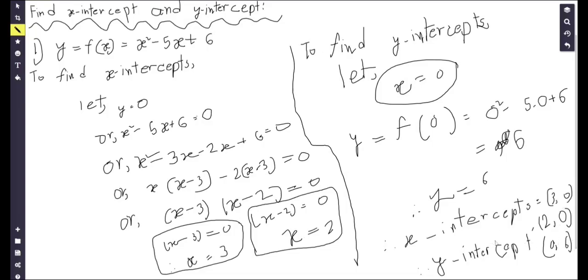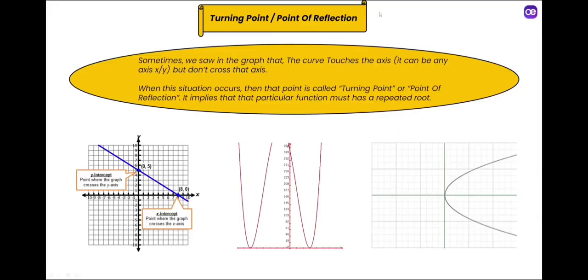Remember this very carefully. The x-intercepts are x comma 0, and the y-intercepts are 0 comma y. Whereas the y value is 6, so the y-intercept is 0, 6, and the x-intercepts are 3, 0 and 2, 0. That's it. And now we came to the most significant topic for our lecture today. The topic is turning point or point of reflection. Let's discuss this and remember this topic very carefully.